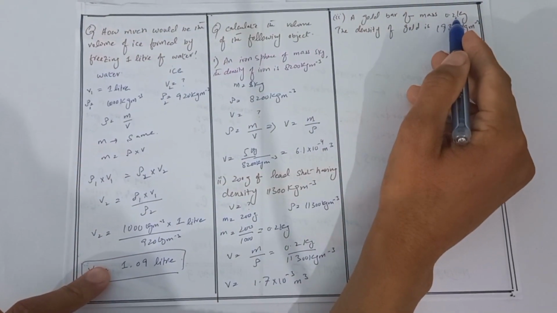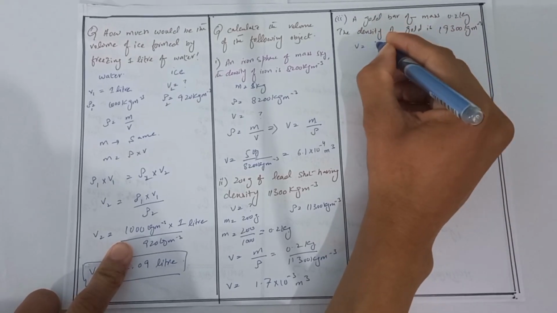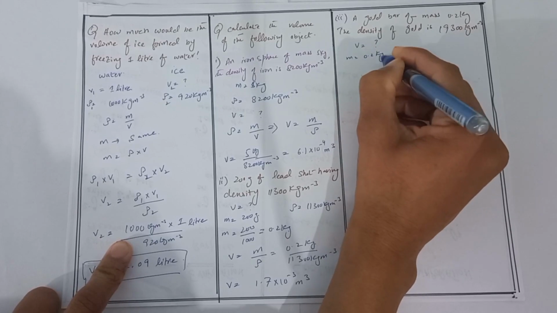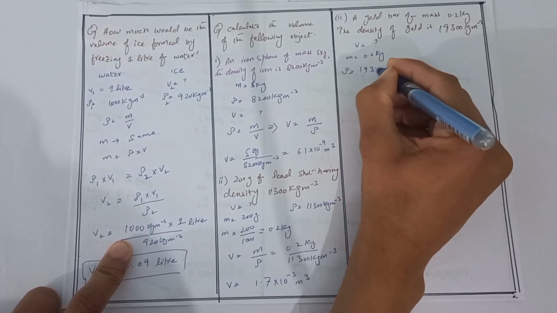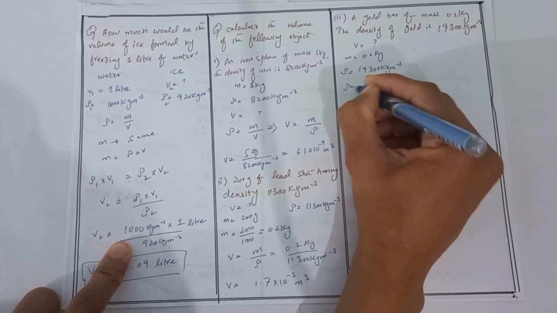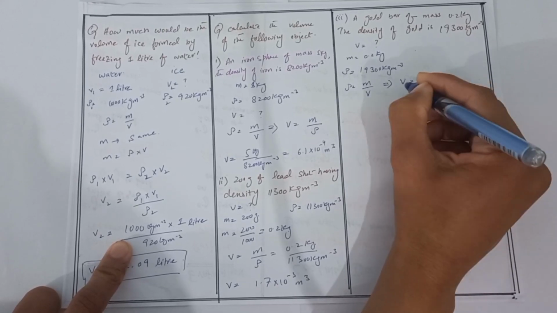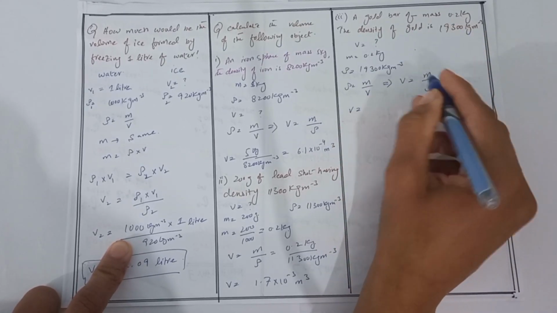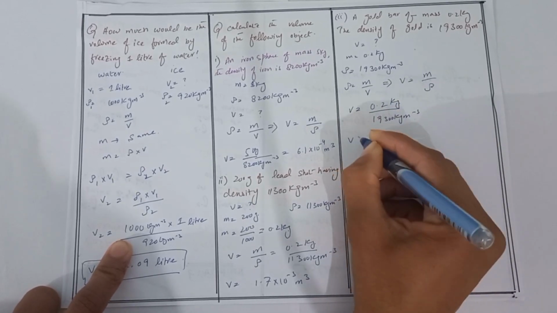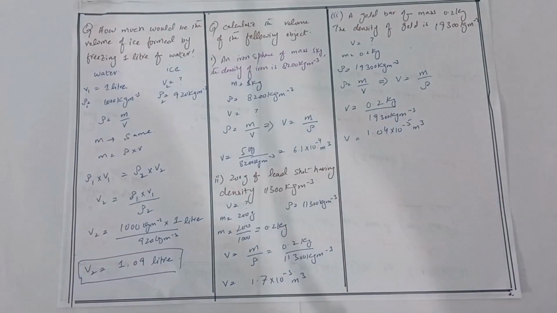A gold bar of mass 0.2 kg. The density of gold is 19,300 kg per meter cube. Now we calculate the volume of the gold. Mass is given 0.2 kg. The density of the gold is 19,300 kg per meter cube. Now we know the formula of the density is mass divided by volume. So volume is equal to mass divided by density, because we want to calculate volume. So here the mass is 0.2 kg and density is 19,300 kg per meter cube. So the answer is 1.04 × 10^-5 meter cube.